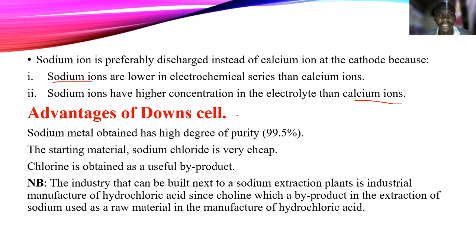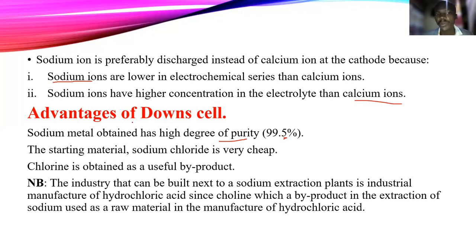The advantage of the Downs cell: the sodium metal obtained has a higher degree of purity, of 99.5%, so there is only some impurity of about 0.5%. The starting material, sodium chloride, is very cheap. Chlorine is obtained as a useful byproduct. So these are the advantages of the Downs cell in the extraction of sodium metal.